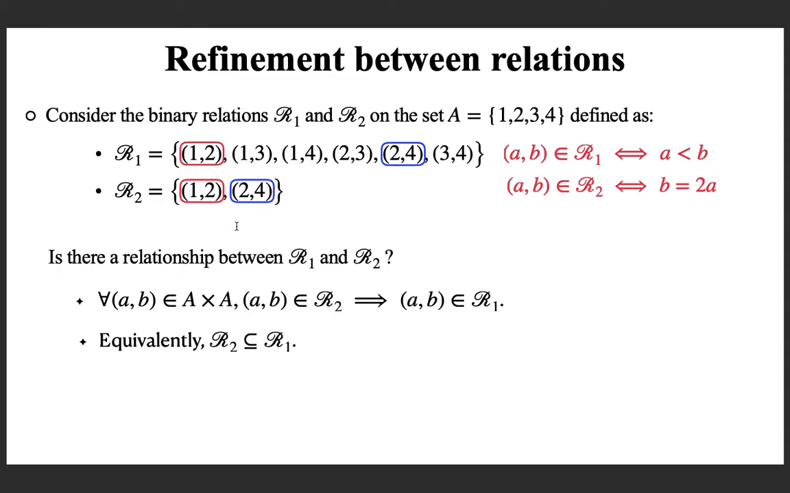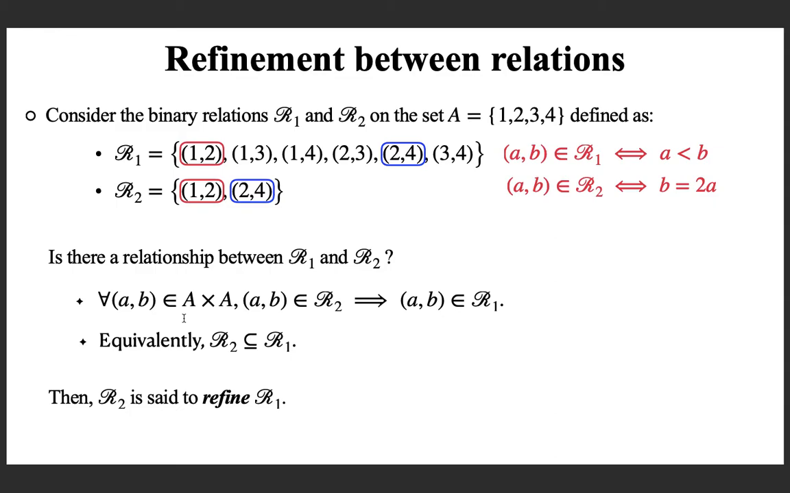So, this is exactly the case. These two are equivalent mathematical statements defining their relationship. Here it tells that whenever A is related to B under R2, then A must be related to B under R1. Equivalently, this can be represented as the relation R2 as a set of pairs is a subset of R1. And then you can say that R2 is a refinement of R1.